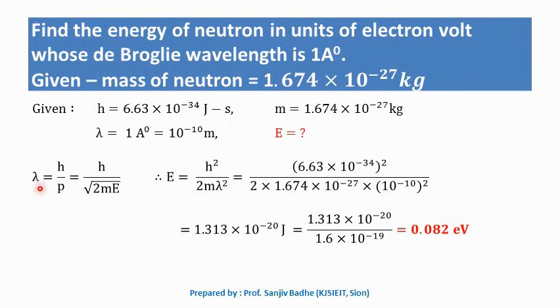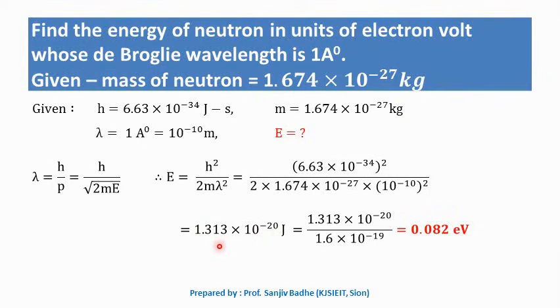In this problem wavelength is given. According to the de Broglie relation, lambda is equal to h upon p, that is h upon square root of 2mE. So energy we are asked to calculate. Energy can be written as h square upon 2m lambda square. Using this relation we can write E equal to h square upon 2m lambda square. By substituting the values of h, m and lambda, we can calculate the energy. So the energy is calculated as 1.313 into 10 raised to minus 20 joules.